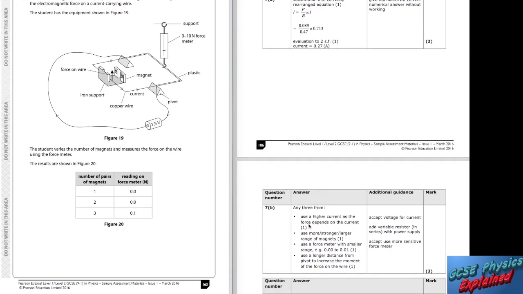Right, he needs to use a higher current as the force depends on the current. So that's this force here on the wire depends on the current. Use more or stronger or a larger range of magnets. Use a force meter with a smaller range. So that's going from 0 to 10, we could probably just do with 0 to 1. Use a longer distance from the pivot to increase the moment of the force on the wire. So basically, as this side of the wire is going up, this side of the plastic is going to go down, and that's going to pull this Newton meter downwards. So that's how that experiment works.